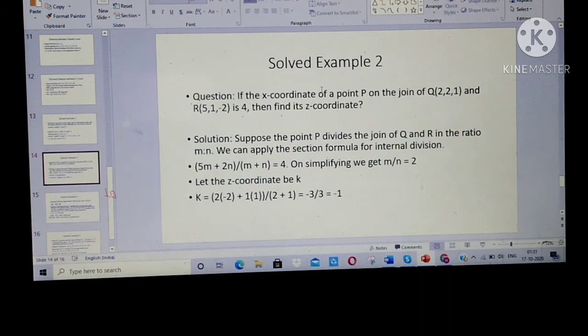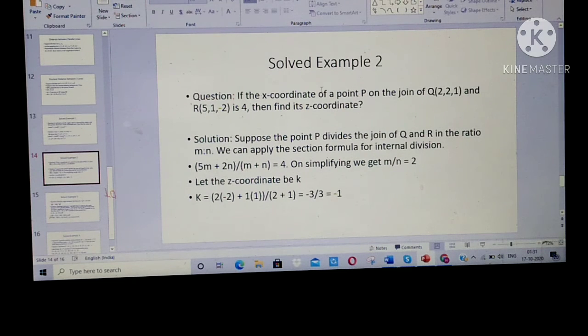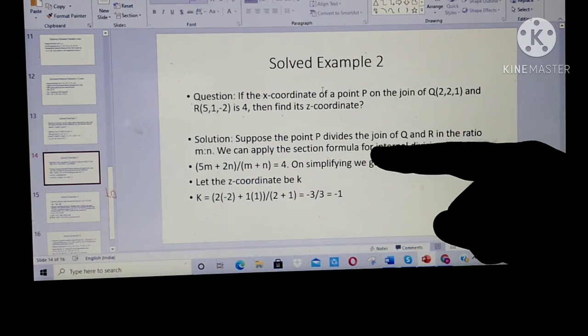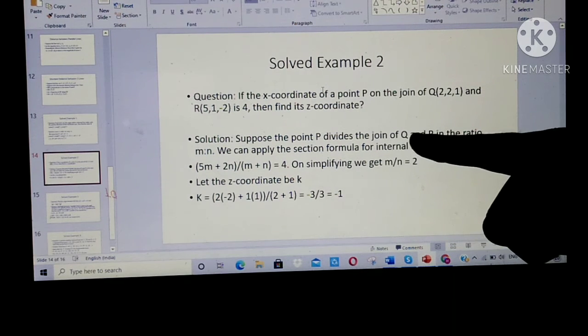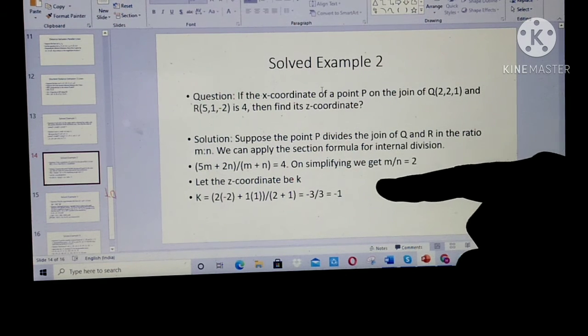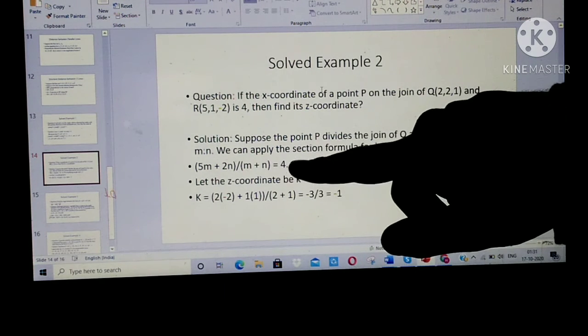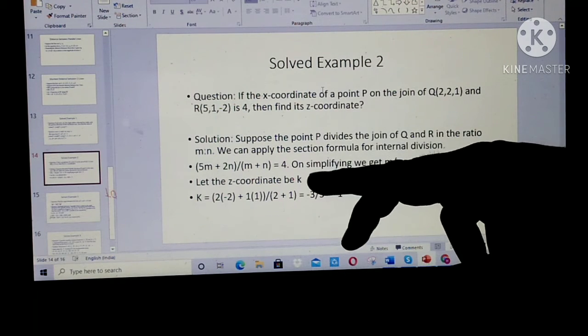Then the second example: if the x coordinate of a point P on the join of Q and R, we had 2 points given, Q and R, and there is a point P which is lying in between them. The x coordinate of P is 4, we need to find its z coordinate. So first we will find the ratio in which P is dividing QR in this question. Suppose the point P divides the join of Q and R in the ratio m is to n. So we can apply the section formula. Once we apply the section formula on the x coordinate, we can equate that formula to 4, because we know the x coordinate of point P is 4.